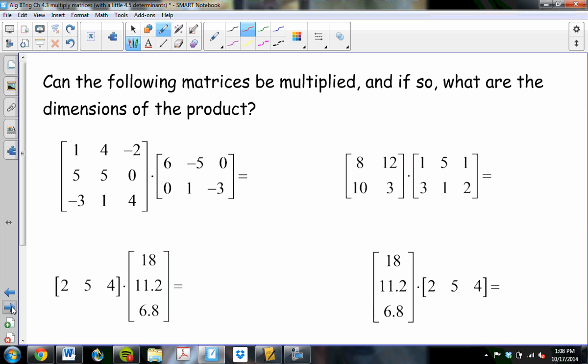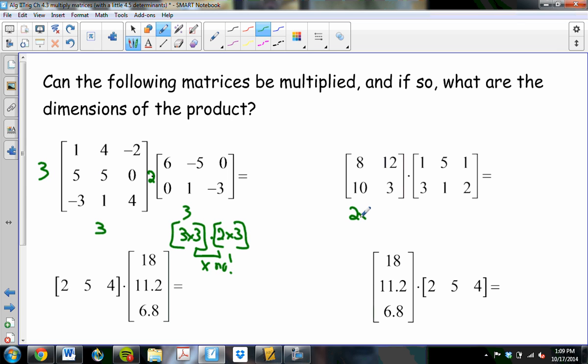If you want to pause the video and go through these 4 examples and figure out in advance if you can and can't multiply, that'd be a good idea. Just pause it now, and then when you're ready, go for it. This is a 3 by 3. This is a 2 by 3. The inner numbers do not match up. This one can't be done.